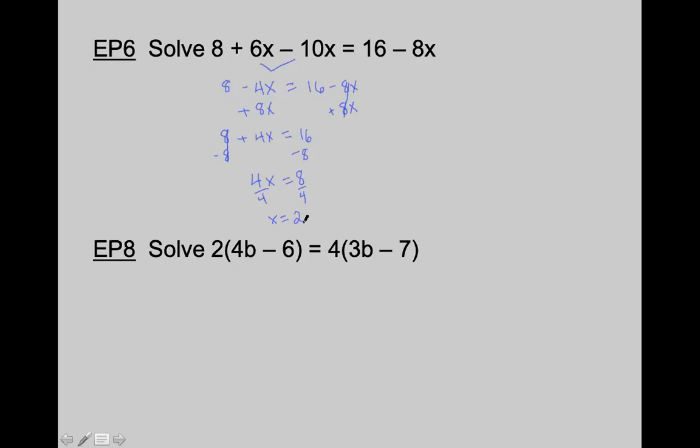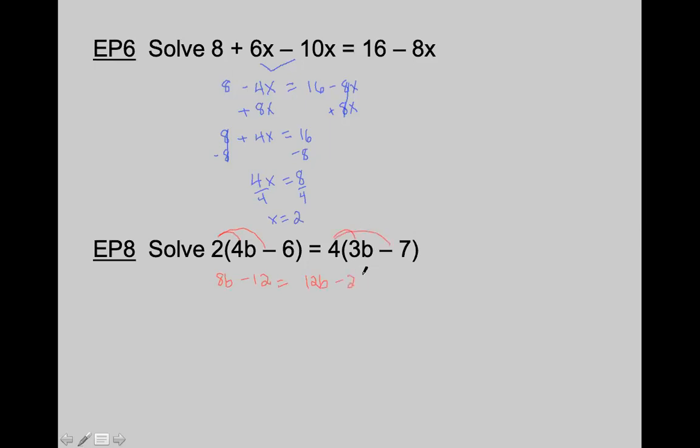All right, example 8 of the extra practice. This time I have, looks like lots of distributive property to work with. So I'm going to start by doing the distributive property on the left. So I'm going to distribute 2. 2 times 4b is 8b. I distribute it to the negative 6 and I get negative 12 is equal to, on the right side, 4 times 3b is 12b. And 4 times negative 7 is negative 28.